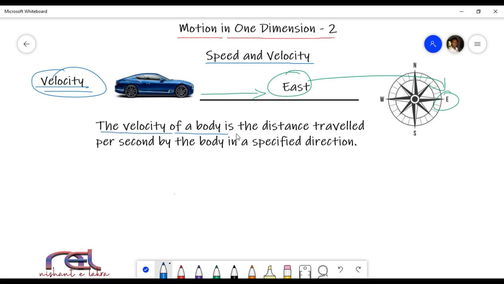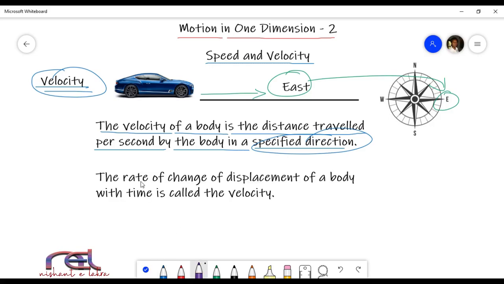Okay. So the velocity of a body is the distance traveled per second by the body in a specified direction. Two points to remember: distance traveled and specified direction, right? That's what velocity is. And by this we can define that the rate of change of displacement of a body with time is called velocity. Okay, the rate of change of displacement of a body with time is called velocity.